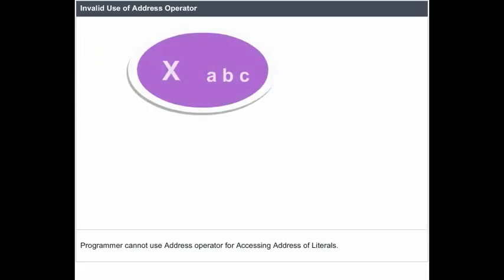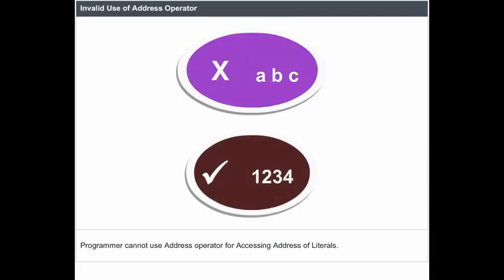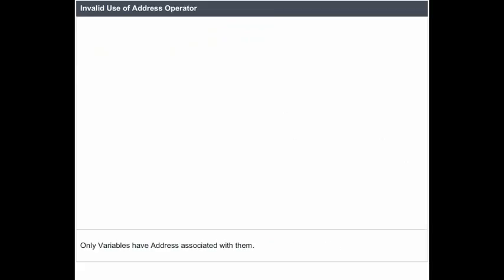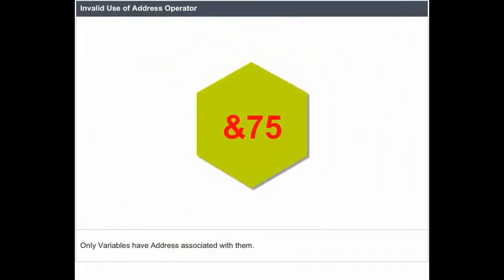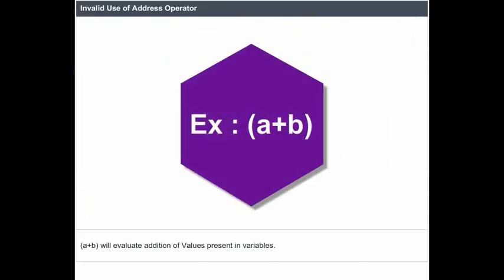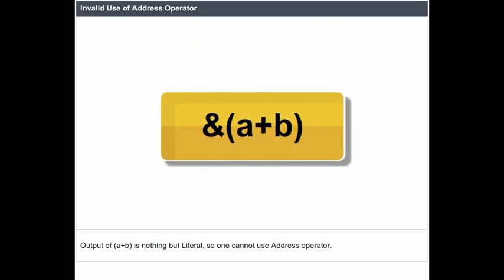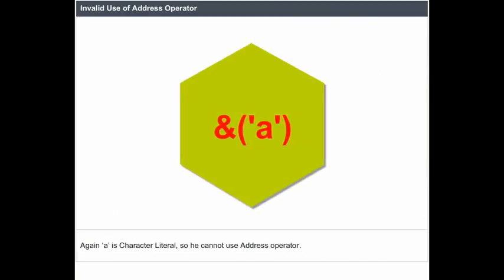Invalid use of address operator. A programmer cannot use the address operator for accessing the address of literals. Only variables have addresses associated with them, and 75. A + B will evaluate the addition of values present in variables. The output of A + B is nothing but a literal, so one cannot use the address operator, &(A + B). Again, 'A' is a character literal, so one cannot use the address operator, &('A').